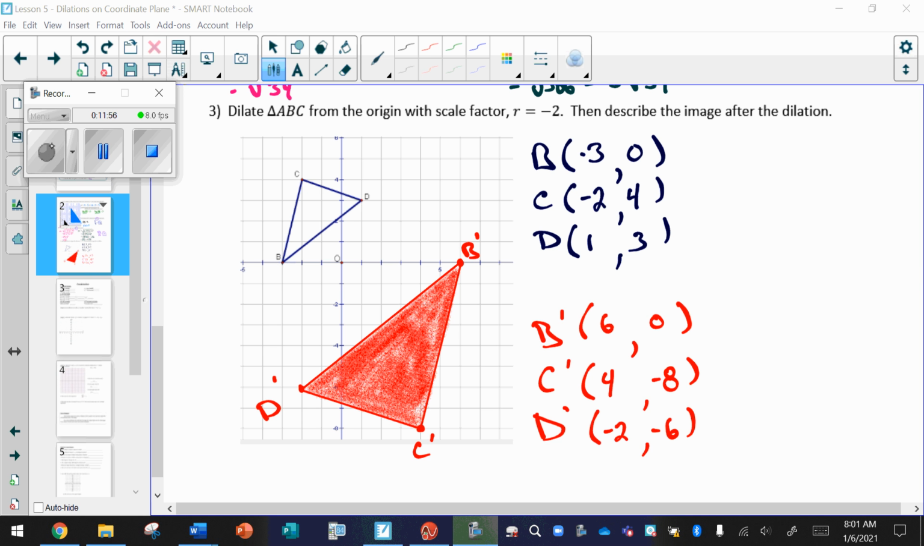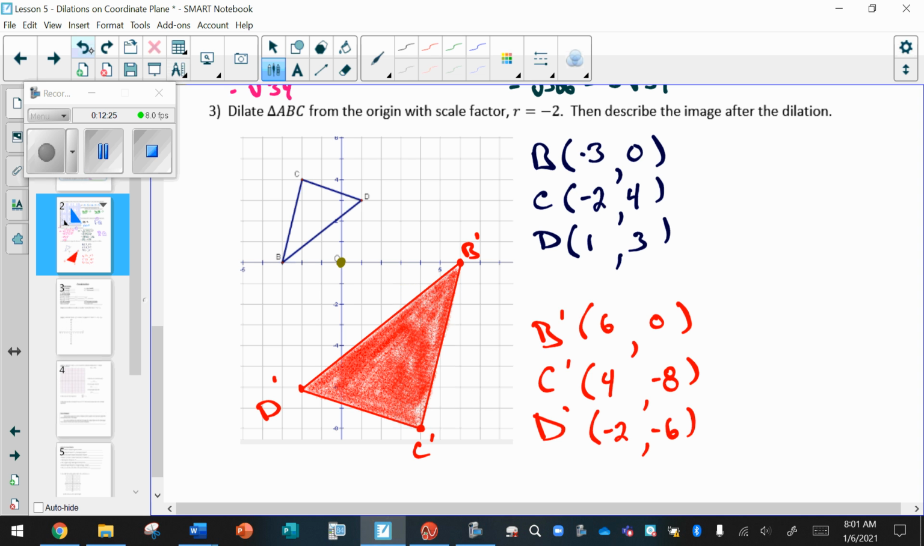And there we go. So now it says describe the image after the dilation. If you look at the original image and our dilation, our scale factor of -2 pushed it in the opposite direction of the center of dilation. So if our center of dilation was 0, 0, the origin, instead of going from the origin towards that point and further beyond, we went from the origin in the opposite direction and double the distance.